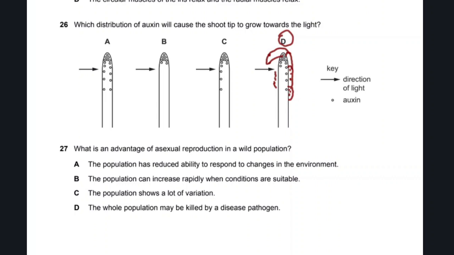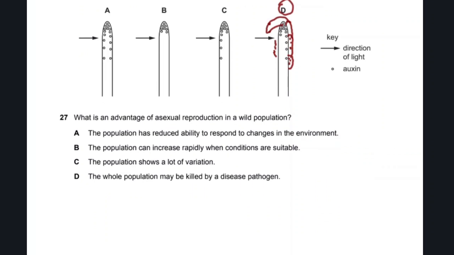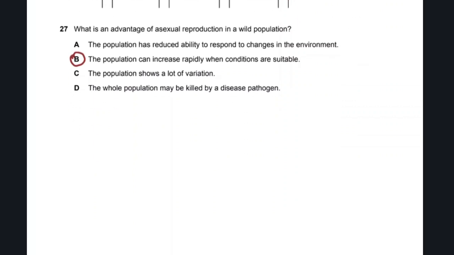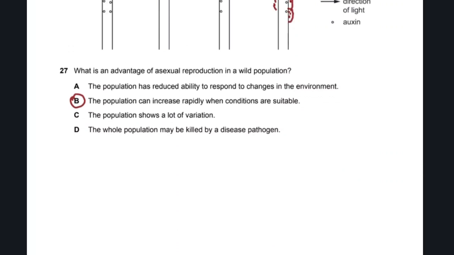What is an advantage of asexual reproduction in a wild population? The population has reduced ability to respond, so it's not the advantage. The population can increase rapidly when conditions are suitable. This is the advantage because asexual reproduction needs less time. If we look at C, the population shows a lot of variation. This is the characteristic of sexual, not asexual reproduction. The whole population will be killed by the disease. So this is a disadvantage, not an advantage.